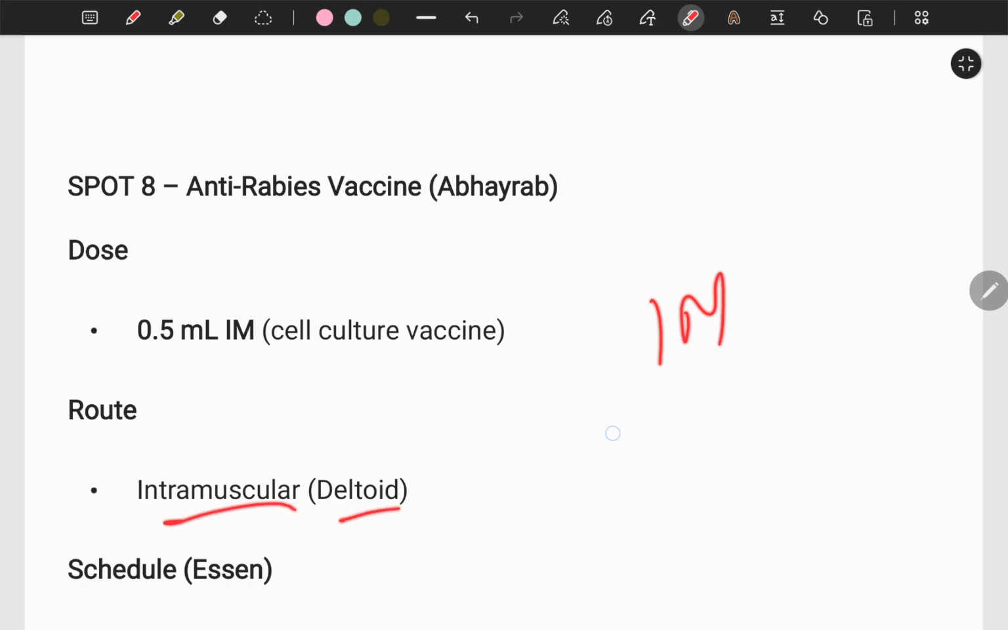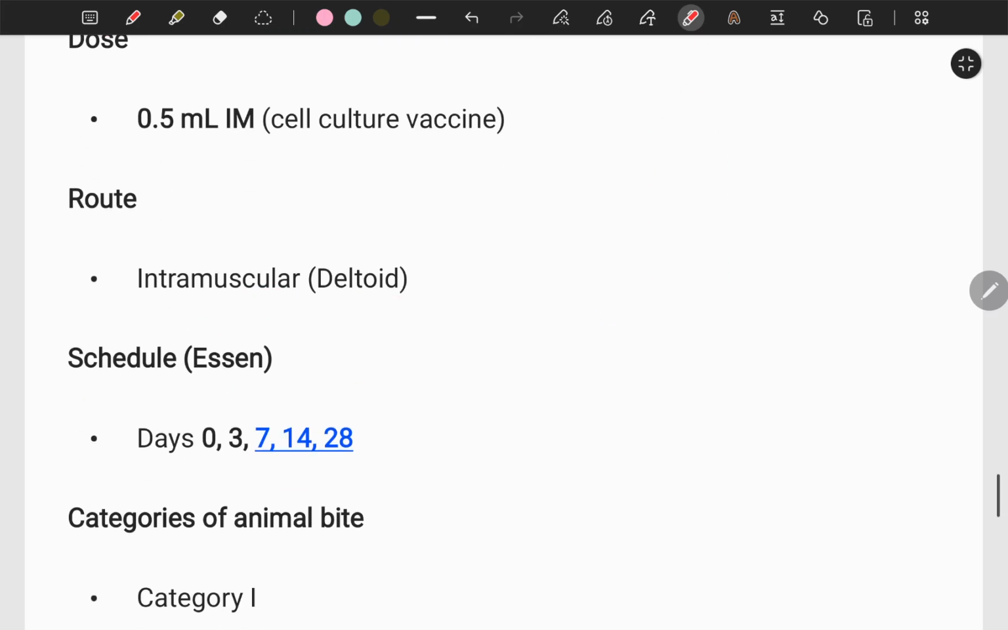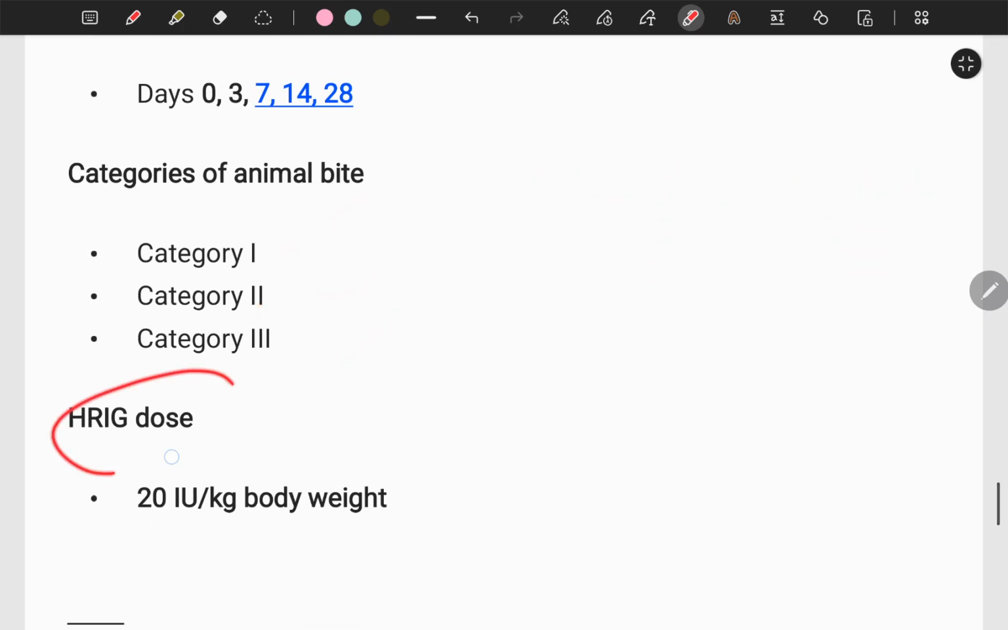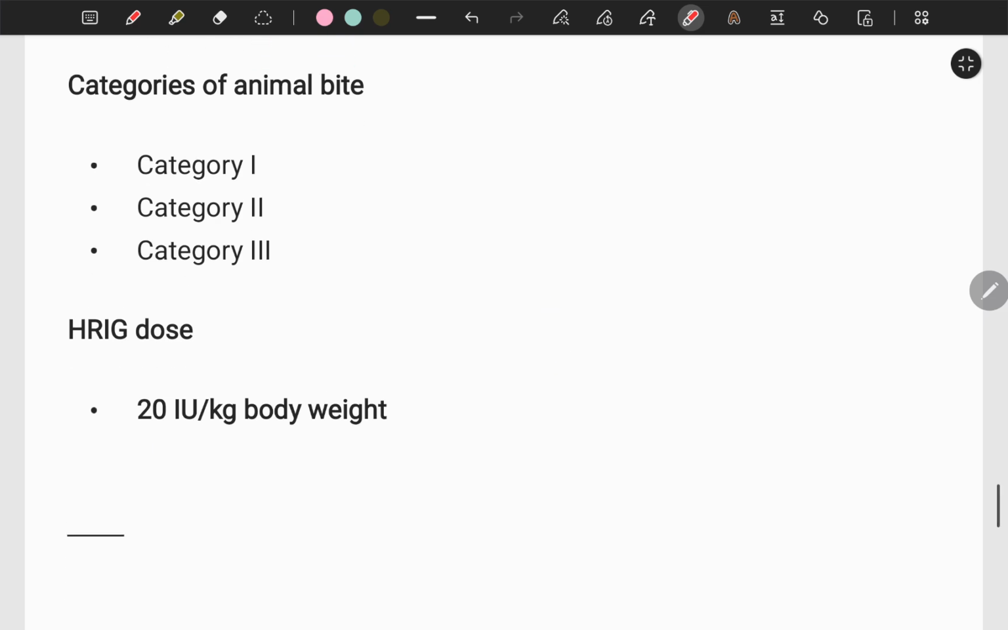Route is intramuscular in the deltoid region. Schedule by the Essen regimen, it is 0, 3, 7, 14, 28. Categories of animal bite is 1, 2, 3. HRIG dose, human rabies immunoglobulin dose, 20 international units per kg body weight.